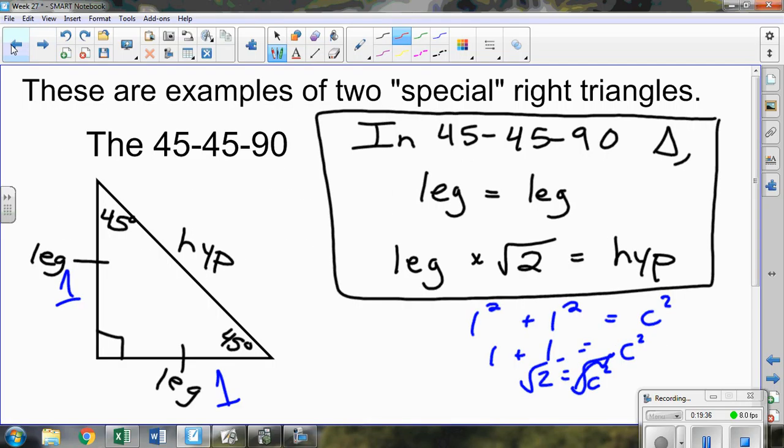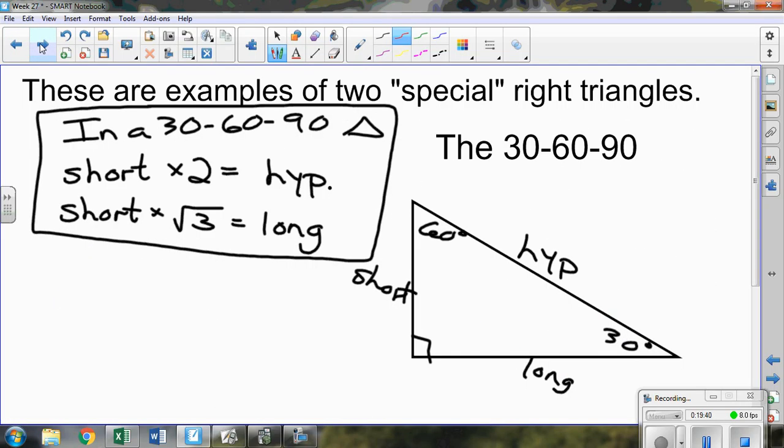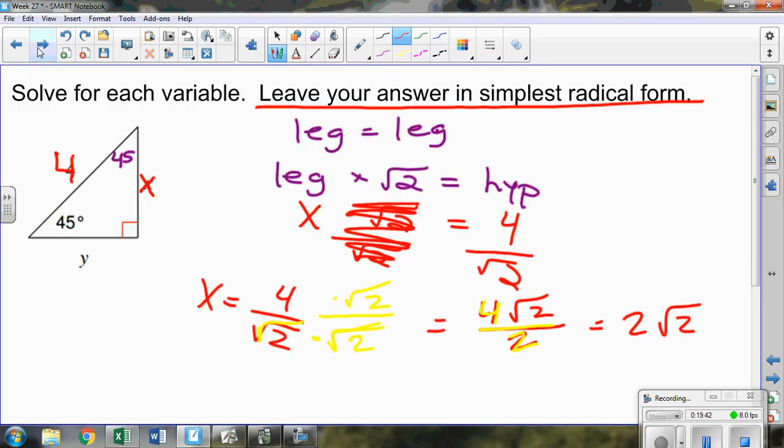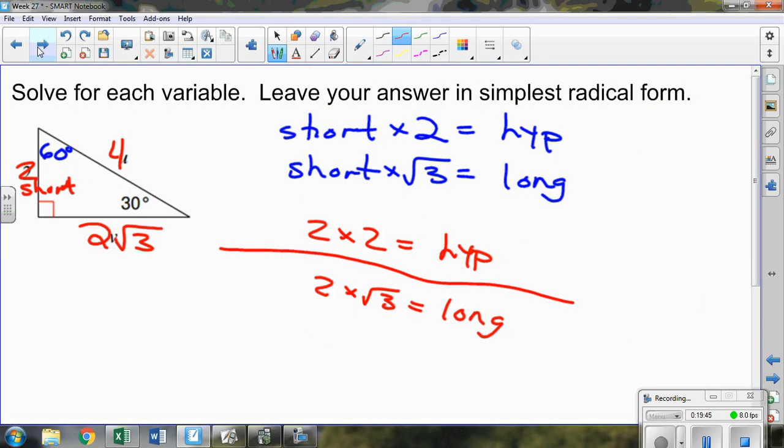Whether you have a 45, 45, 90, or a 30, 60, 90, once you get used to working with these equations, you can figure out side lengths very, very rapidly, as in 1 or 2 seconds is all it'll take.